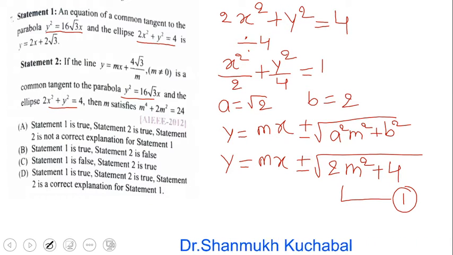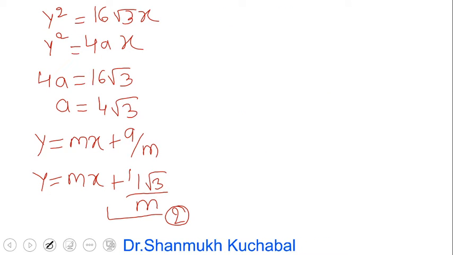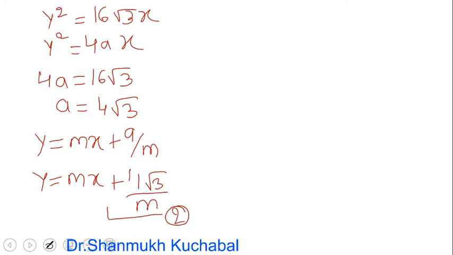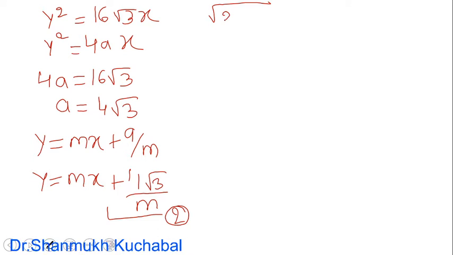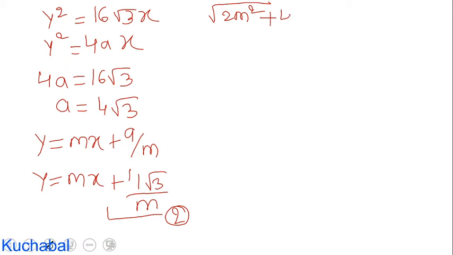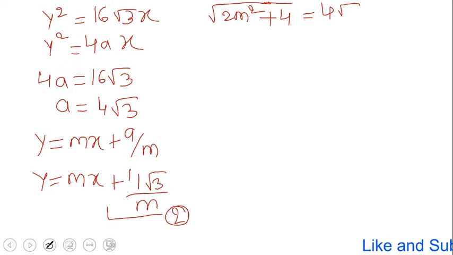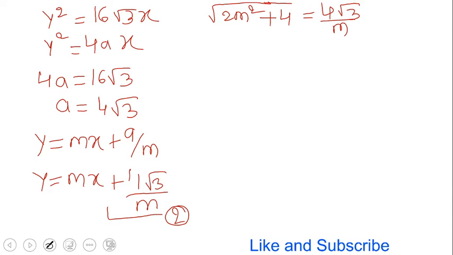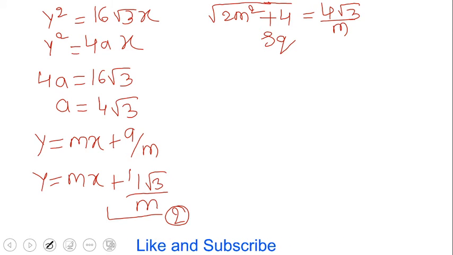So we get root of 2m square plus 4. So root of it is 2m square plus 4 is equal to 4 root 3 divided by m. So from equation 1 and 2, we have to do a squaring to avoid the square root.